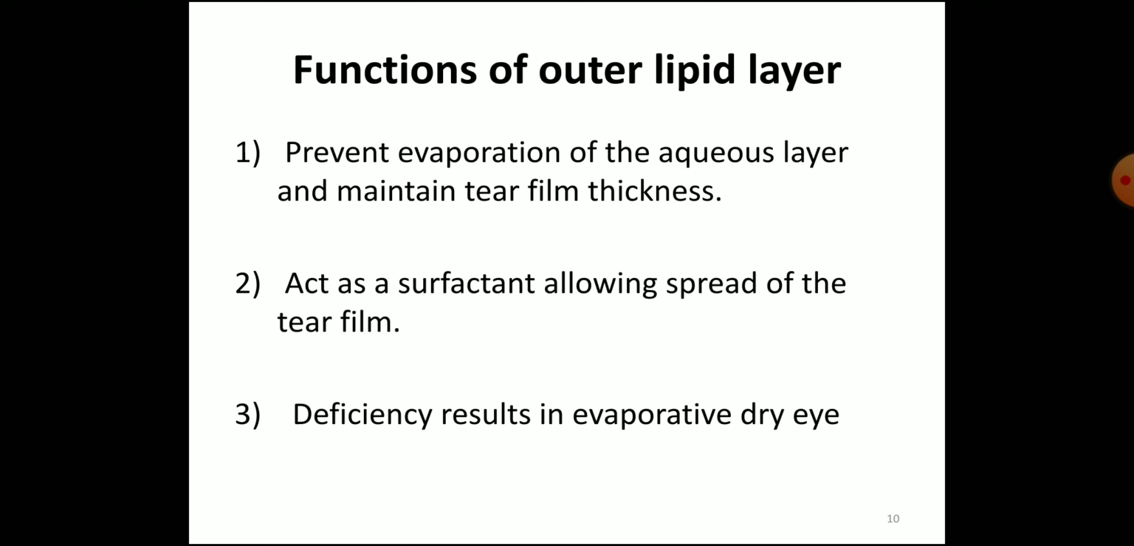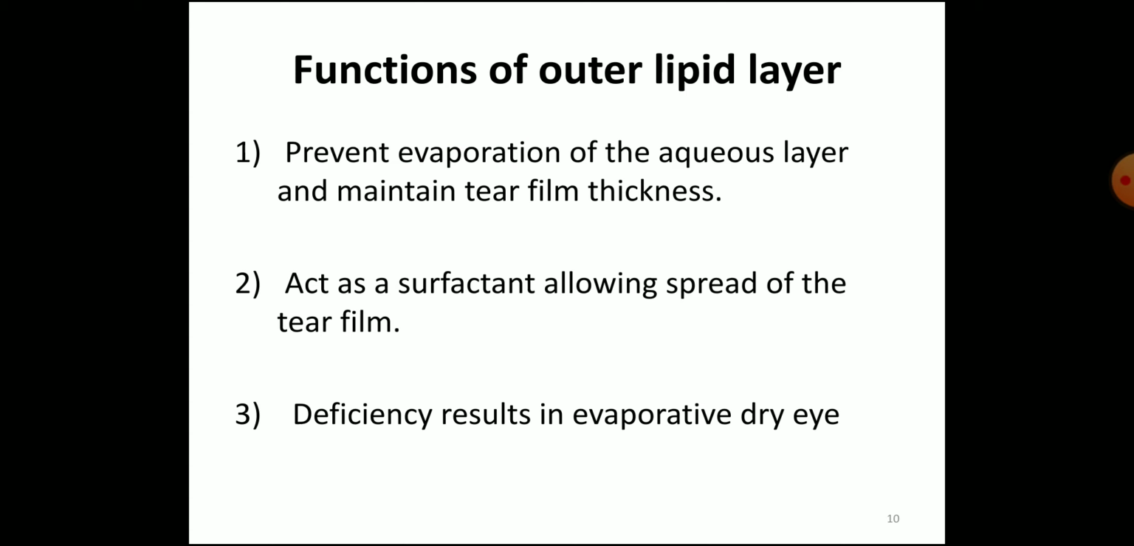Now, what are the functions of the outer lipid layer? It prevents evaporation of the aqueous layer and maintains the tear film thickness. So the major function is the prevention of evaporation of the aqueous layer, which is seen below the lipid layer. It acts as a surfactant, allowing the spread of the tear film. And also, deficiency results in evaporative dry eye.